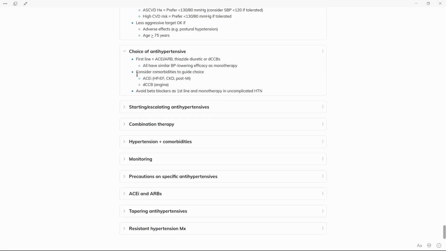We also take into account a patient's comorbidities to guide the choice of medications, such as an ACE inhibitor for patients with heart failure with reduced ejection fraction, chronic kidney disease, or a post-MI patient, or dihydropyridine calcium channel blockers if they have angina. We avoid beta blockers as a first-line medication and as monotherapy in patients with uncomplicated hypertension because they are not as effective as the other three classes and they carry more side effects.